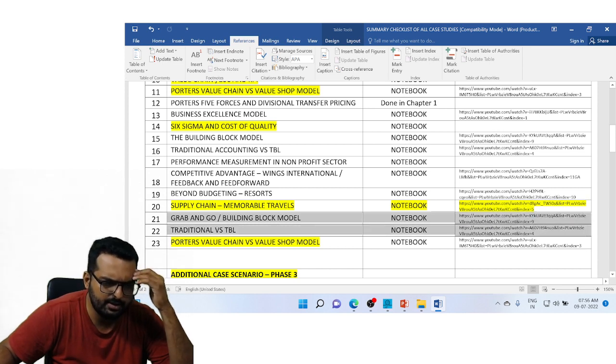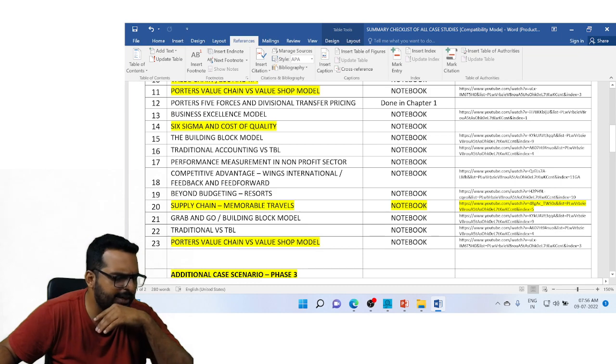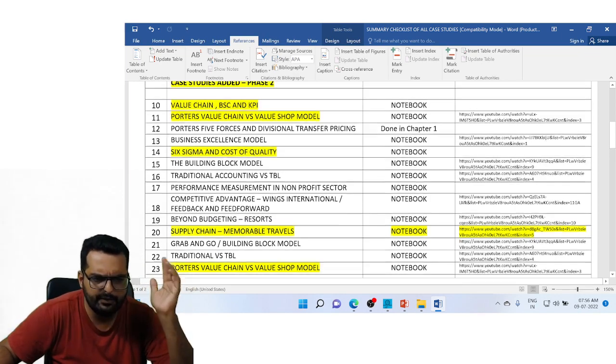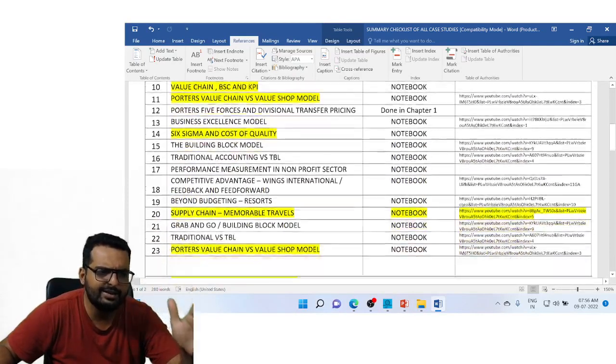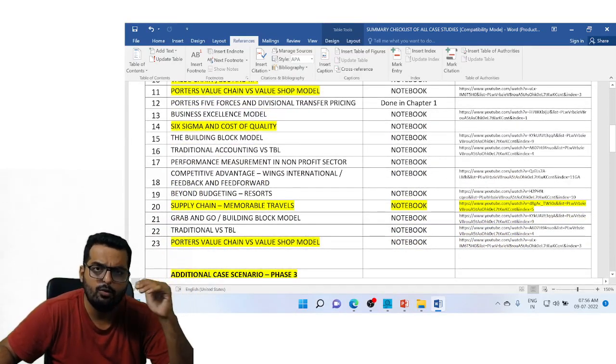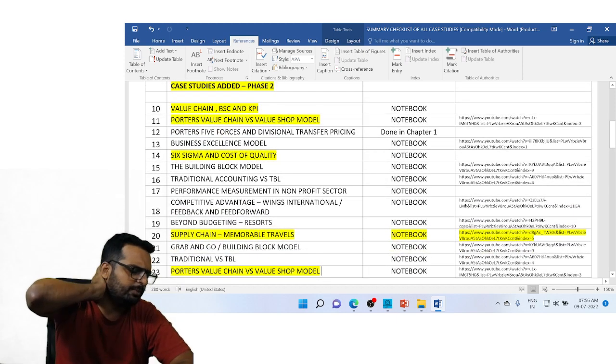TBL we have done. Porter's chain versus value shop model. There's a video on that. Maybe I'll check that. So there are a few videos which are pending. Let's complete the video part first. Then we will do the notebook case studies. With that, we'll be done with entire case studies of the textbook. We can then go to case study digest. Everybody clear? Okay.